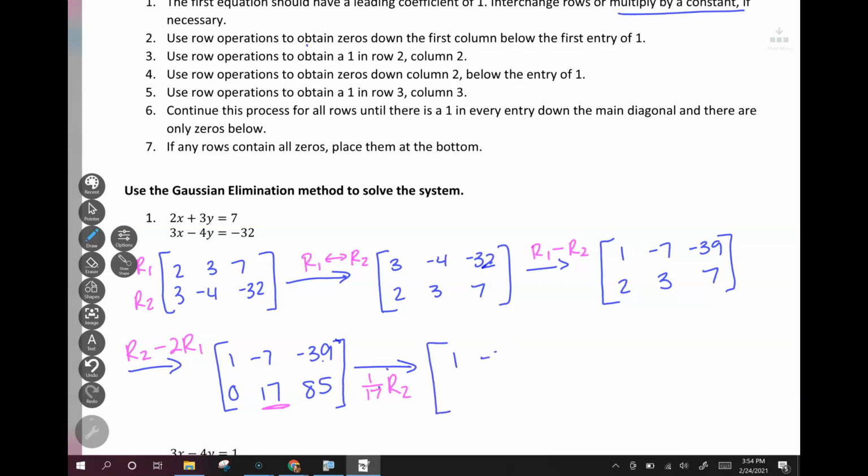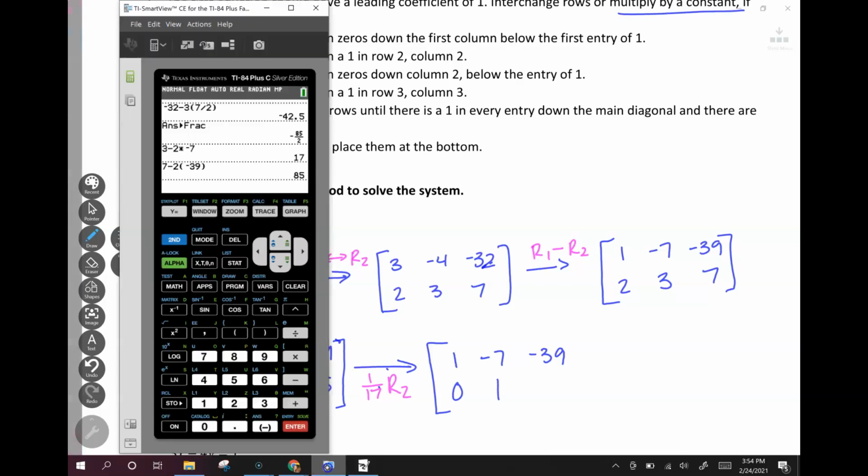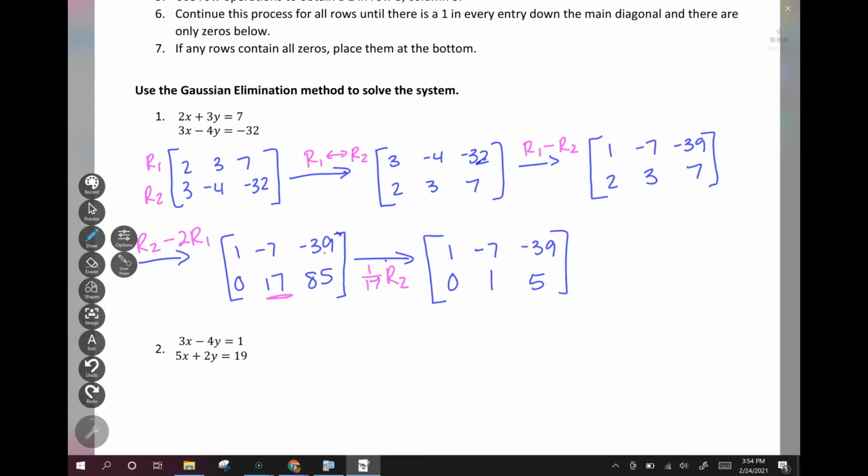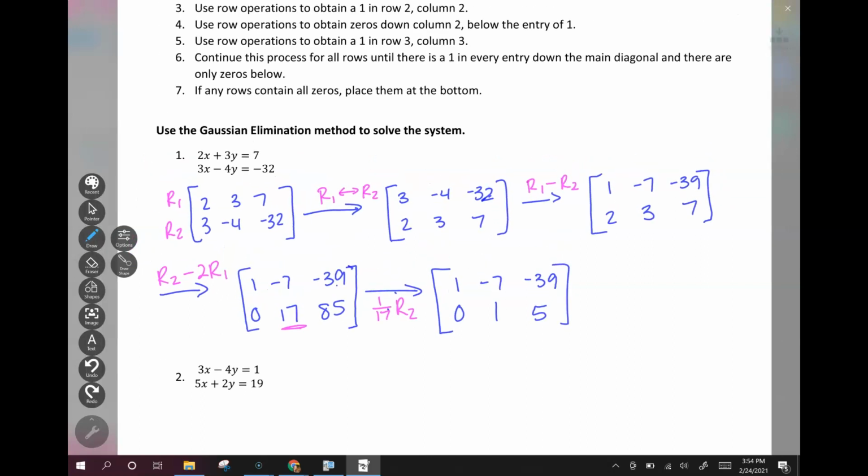So first column not changing. Second column multiplying by 1/17 or dividing by 17. That leaves me with 1. And then 85 divided by 17 leaves me with 5. Okay, and then you just want to continue that process until you have a 1 in your diagonal here and then zeros below that. So we are done with our row reducing here. This is in row echelon form.